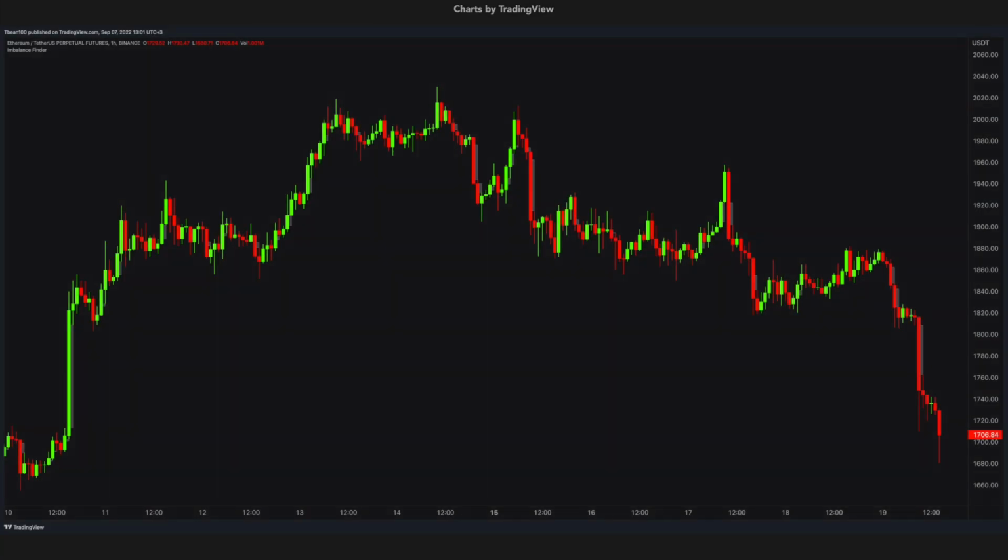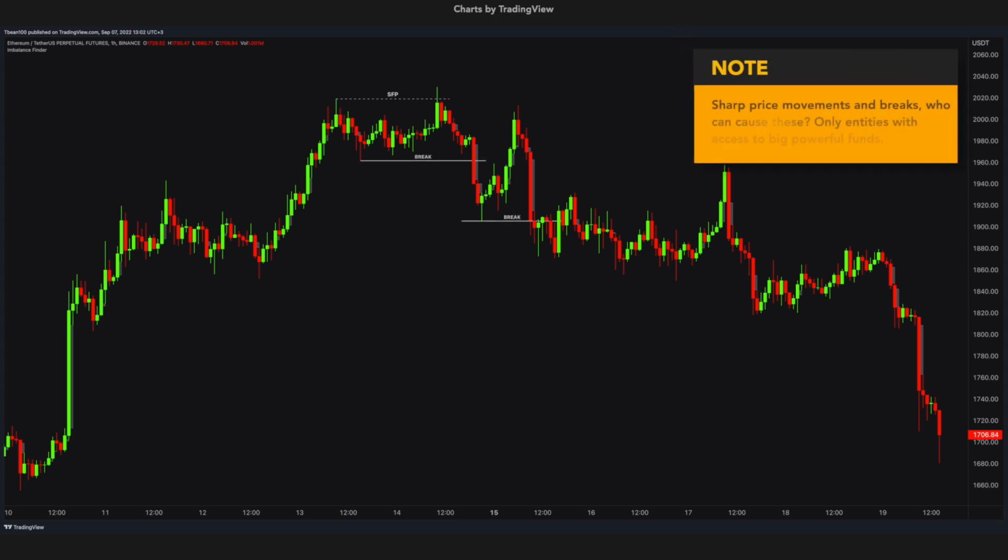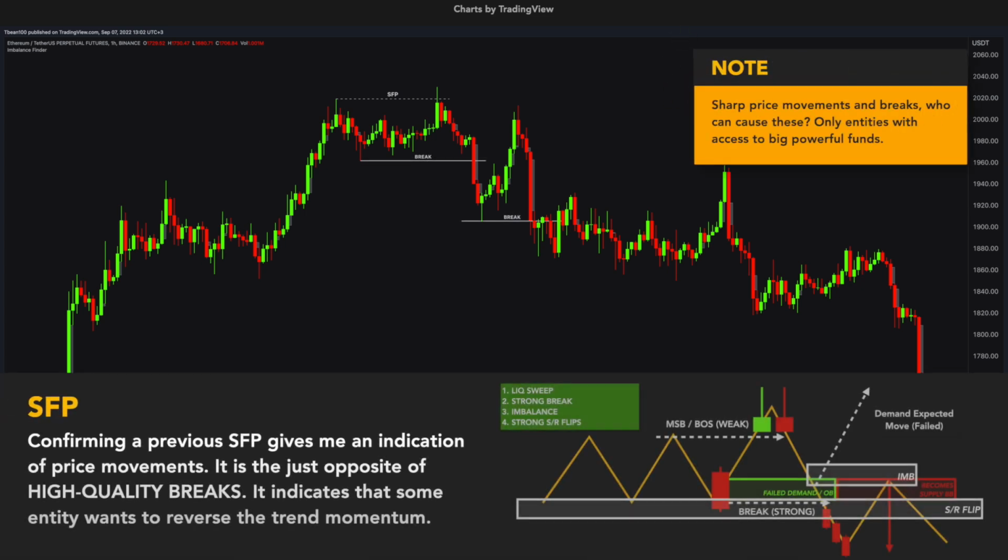Finally, let's look at Ethereum. The first thing that you can easily notice is the swing failure pattern. Right after that, I mostly look for high quality breaks. Why are we focusing on high quality and strong breaks? The answer is quite simple.